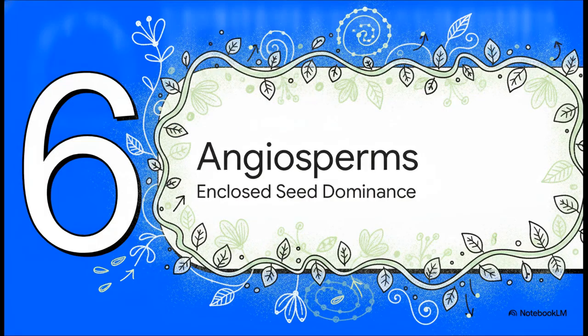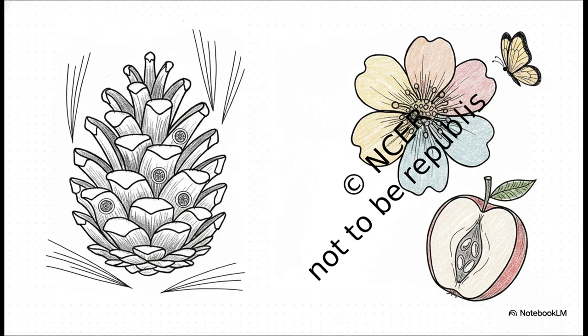And that brings us to Part 6, Angiosperms, enclosed seed dominance, the flowering plant revolution. Finally, we arrive at the most recent, most diverse, and undeniably dominant group of plants on Earth today. When we compare these side by side, it really reveals the final great evolutionary jump we're covering. On one hand, you have the exposed, naked seeds of the gymnosperm sitting openly in a cone.